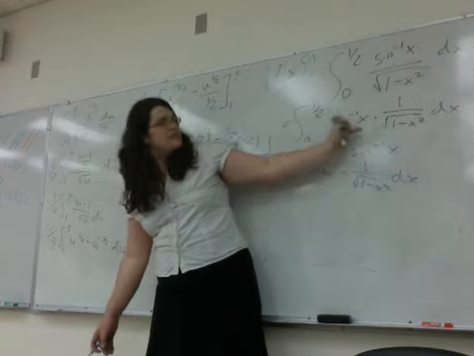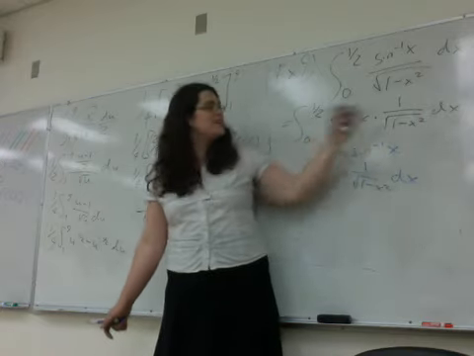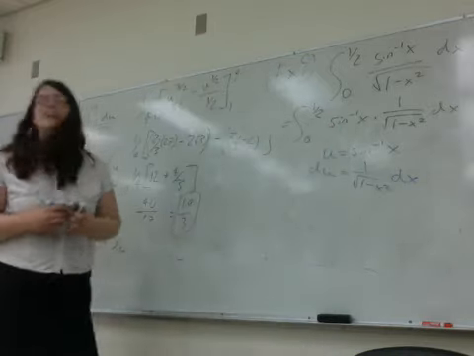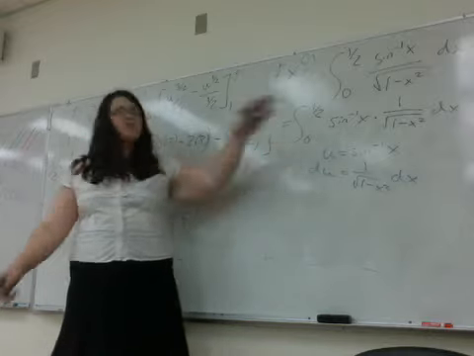You want to pick u to be this guy, and this one turns out to be the derivative, not the other way around. You pick u to be this guy does not turn out to be the derivative. Does that make sense? Yeah. You always want to pick u to be the thing that has the other thing as its derivative.